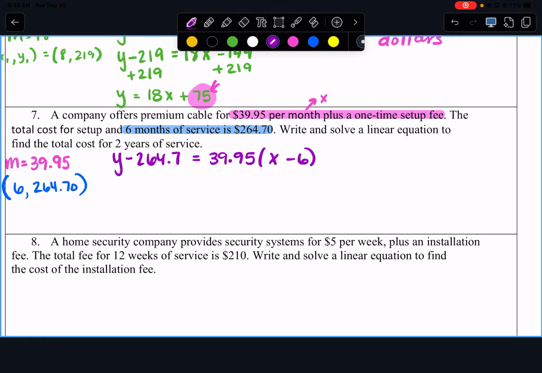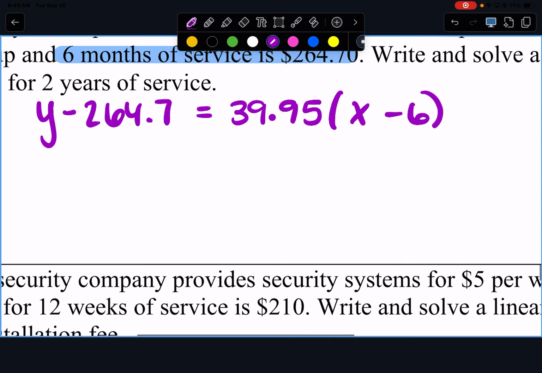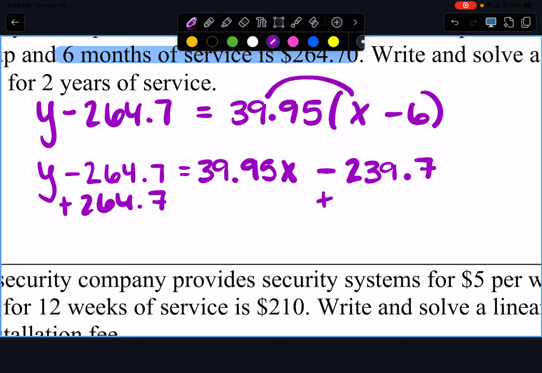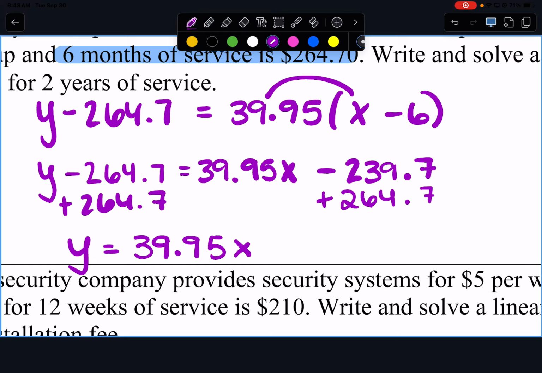And then I put it in slope-intercept form, so I solve for Y. How do I do that? Distribute. So I get Y minus 264.7 equals, what is 39.95 times 6? 239.7. All right, how do I solve for Y from here? Add 264.7. So Y equals 39.95x plus 25. Is it 25? Yeah, it's 25.